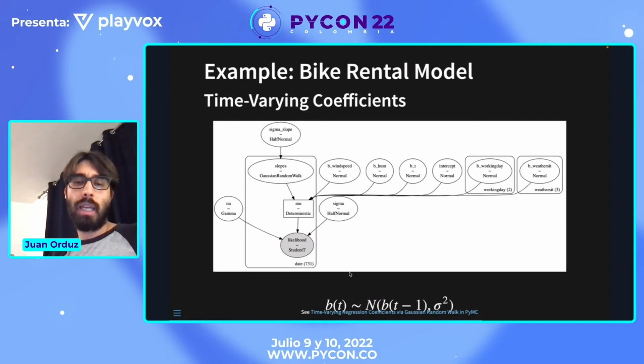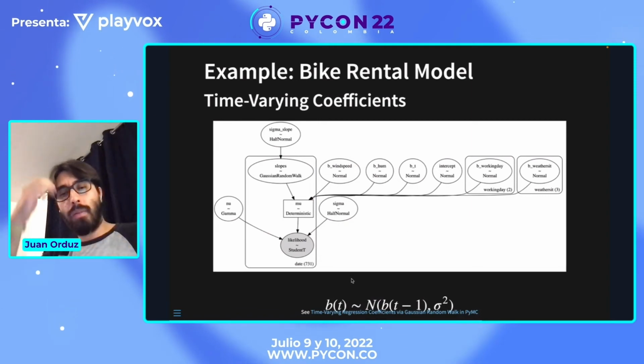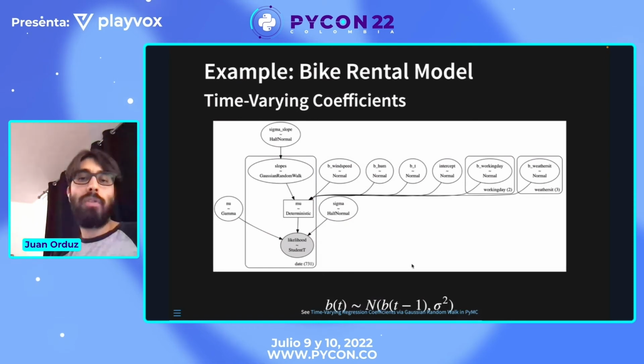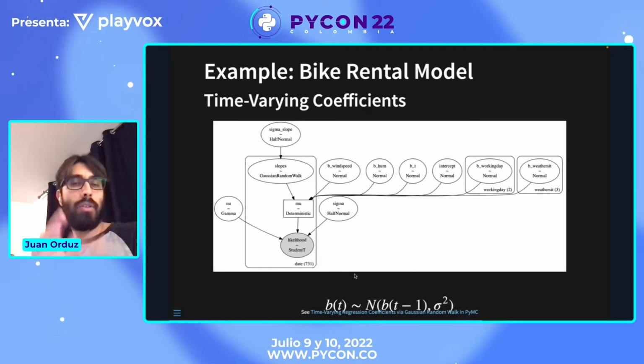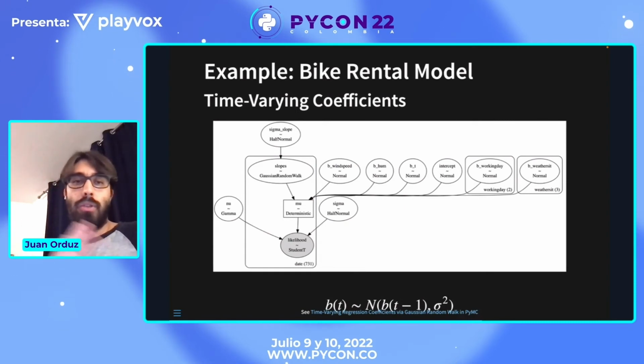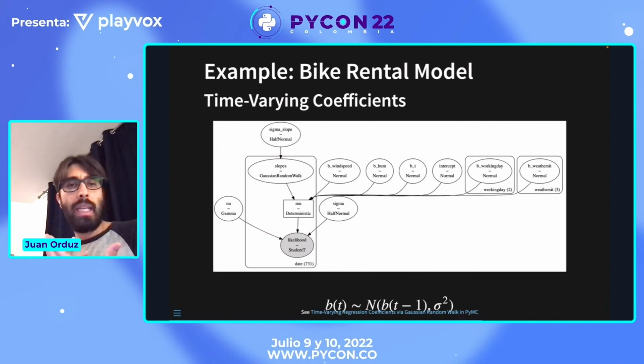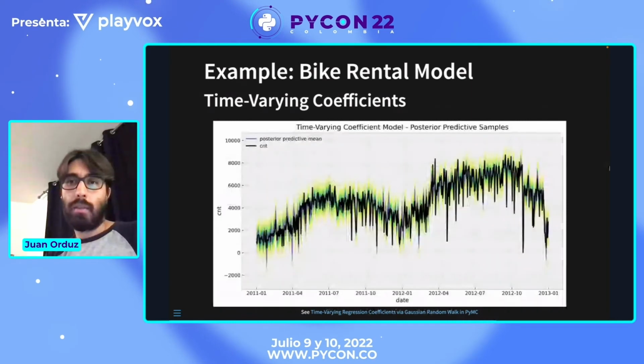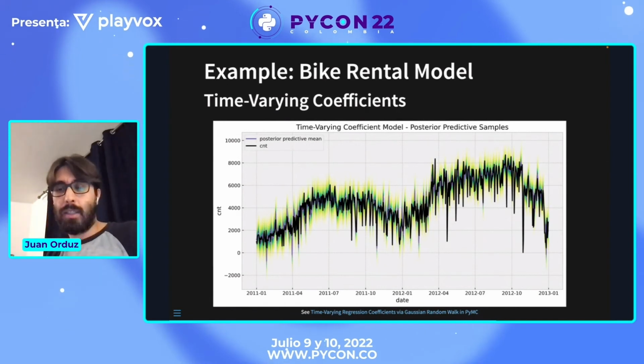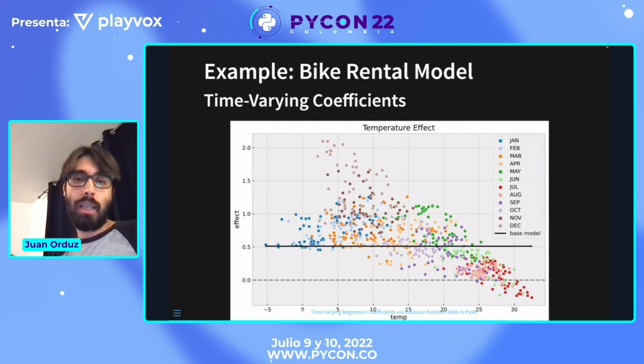A Gaussian random walk is nothing else than taking an autoregressive term from the previous estimation of the regression coefficient, which now depends on time. I don't want to go into details, but PyMC allows you to run this model in a fairly straightforward way. And the intuition behind it is that the relation between temperature and bike counts is nonlinear. So this is the fit. It looks a little bit better, but of course in-sample fits are not the only thing that we should look at. So I decided to plot the effects as a function of temperature.